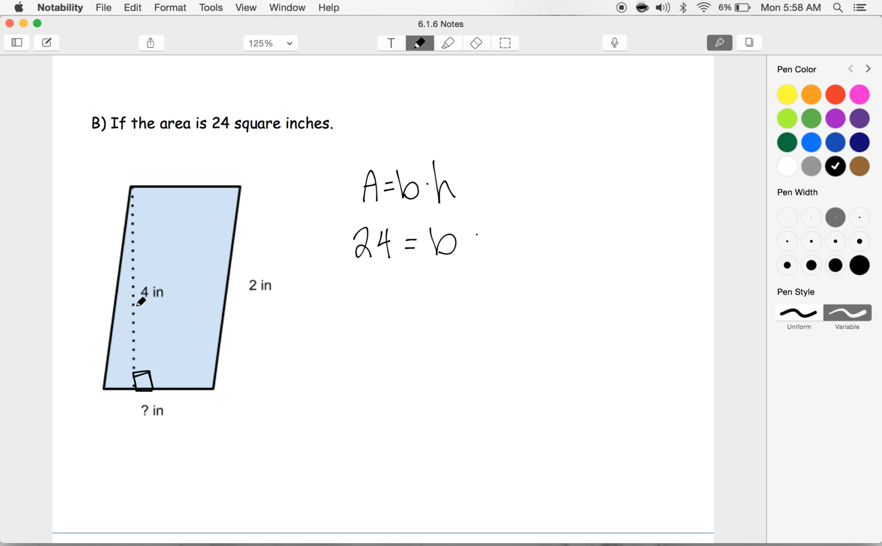So I decide, do I need the 4 or the 2? Well, the 4 is the one sitting on that perpendicular, so my height is a 4. Now I need to think what number times 4 gives me 24. And I can find that my base then will be 8 inches. Again, this is not area. This is finding a length, therefore it's inches. This is not square inches.